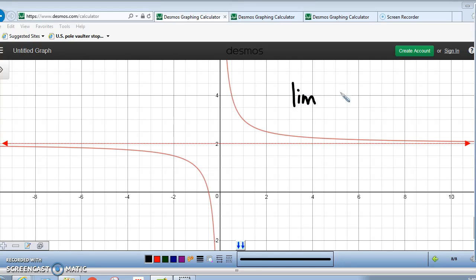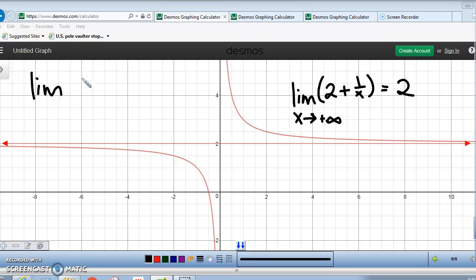The limit of the function 2 plus 1 over x as x approaches positive infinity is equal to 2. You can see that here. The limit of 2 plus 1 over x as x approaches negative infinity is also equal to 2. Okay? All right, I'm going to go ahead and stop here.